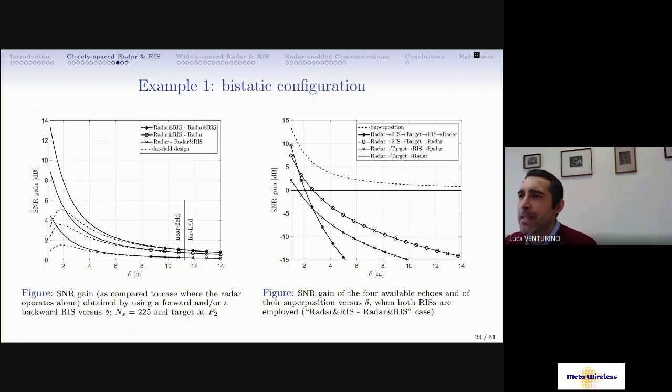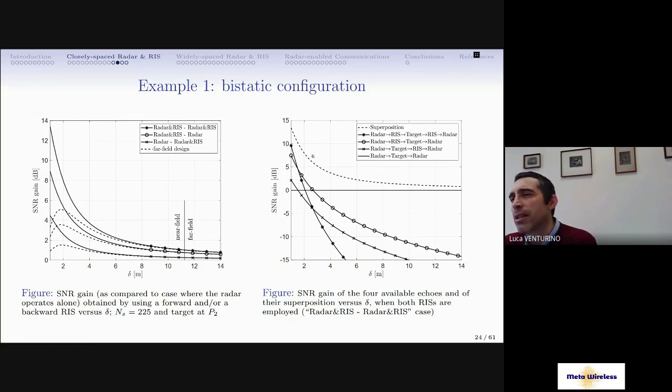And when we use a double RIS, the drop in the SNR is much sharper as compared to the case where we have just one RIS, because of course we have more hops in the path.